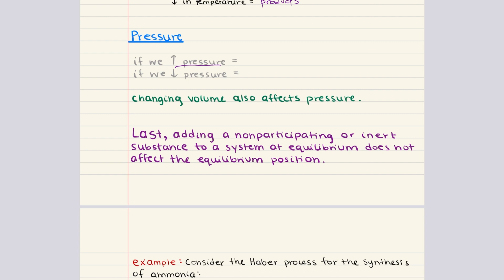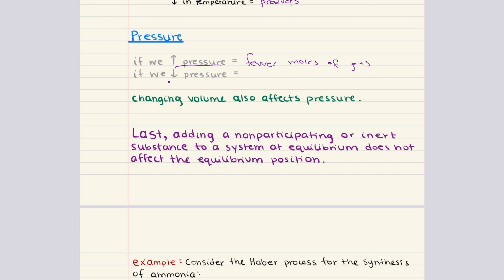When you increase pressure, the system is going to shift in the direction that produces fewer moles of gas. And it does this because that results in a decrease in the pressure, and that reestablishes the equilibrium. Let me repeat that one more time. Increasing the pressure is going to shift your system in the direction that produces fewer moles of gas.